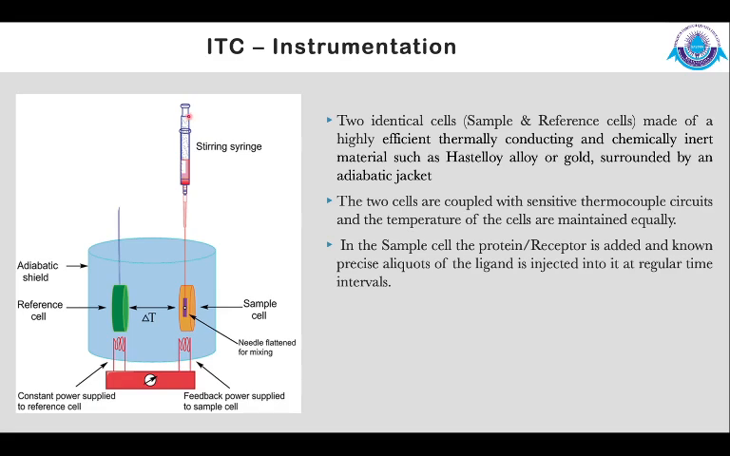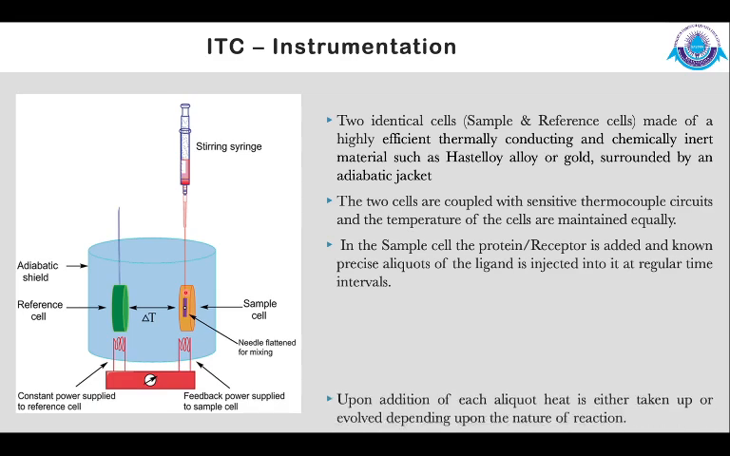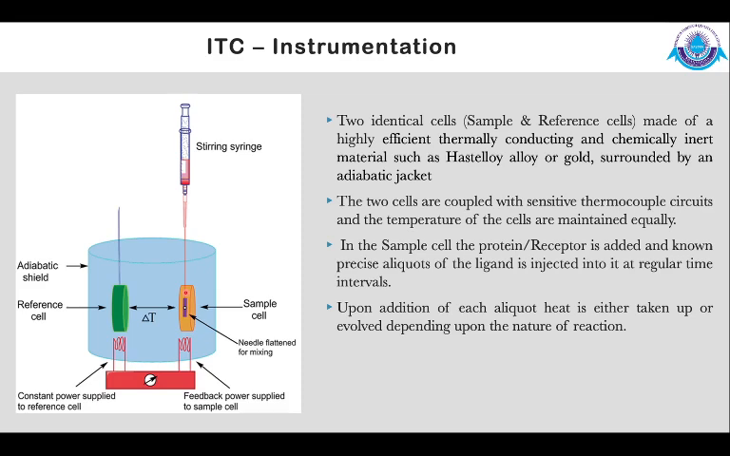Then we inject the ligand into the sample cell using a micro syringe, at regular intervals, and a specific amount is injected at each interval. Constant stirring is also maintained. Upon injecting the ligand, say a couple of microliters, it is going to react with the protein, and during this process heat will be evolved or taken up, depending upon whether it is endothermic or exothermic.